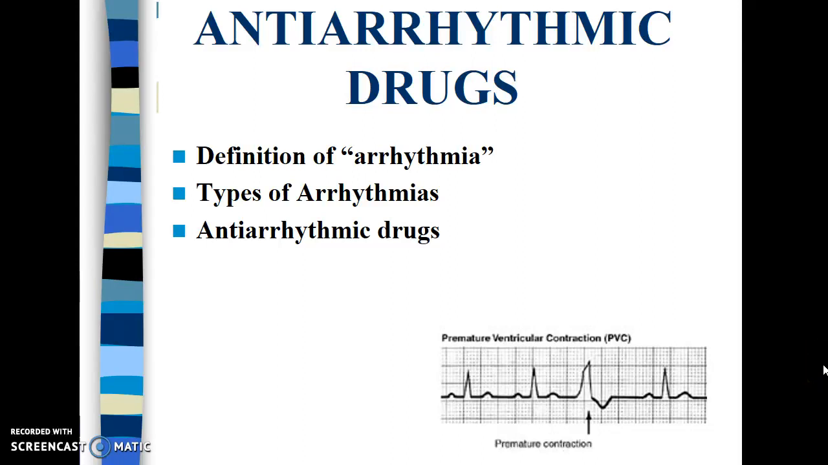The first type of cardiac drugs we're going to talk about are antiarrhythmic drugs. In order to talk about them, we need to talk about what an arrhythmia in the heart is. We're going to go over the types of arrhythmias and then the antiarrhythmic drugs. So this is a normal ECG, and this is what's called a premature ventricular contraction, or PVC. We're going to talk about those.